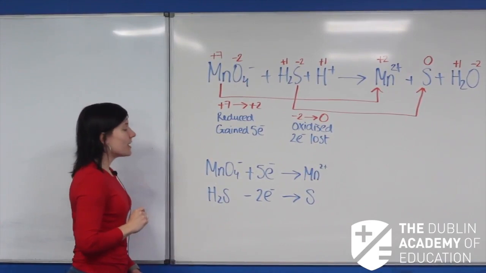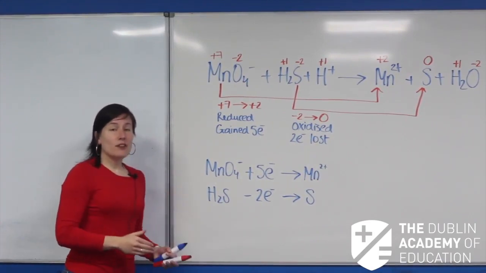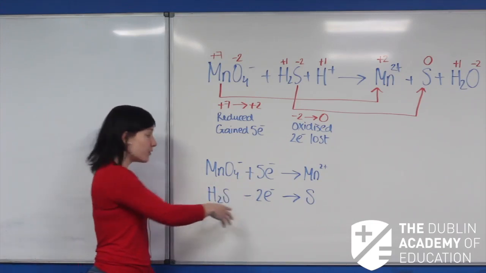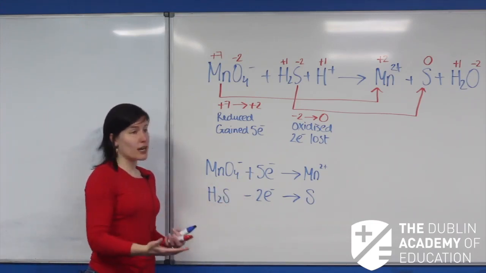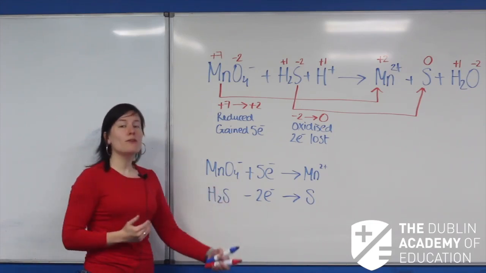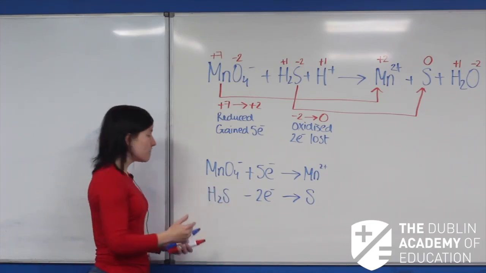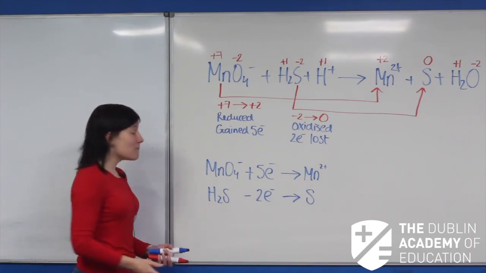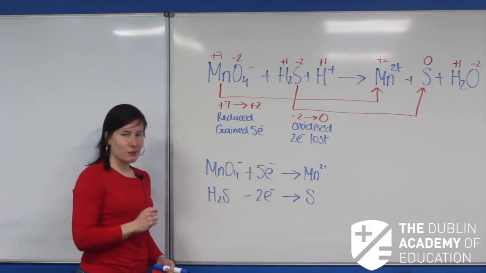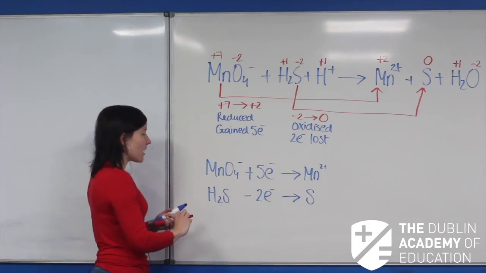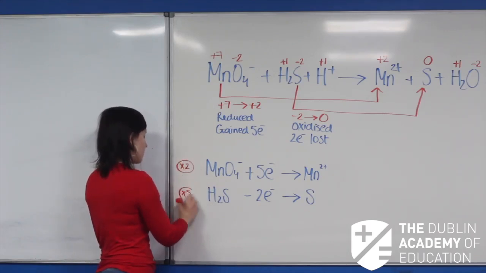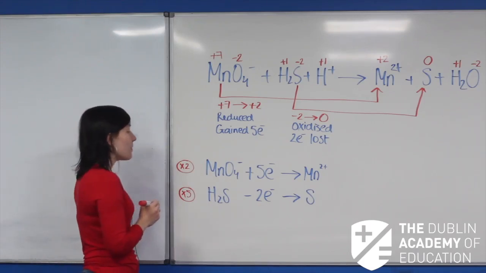Reduction and oxidation. Now, we need to get these electrons to balance. We can't have a situation where something is gaining 5 electrons, but the other thing is only losing 2. That doesn't work, okay? We have to have the same number of electrons being lost and gained, okay? So we treat this like a simultaneous equation, just like you would in maths, okay? We want to get these electrons to cancel. We need the same number of electrons moving in either direction. So we're going to multiply the top line by 2 and the bottom line by 5. Okay, the top line by 2 and the bottom line by 5.